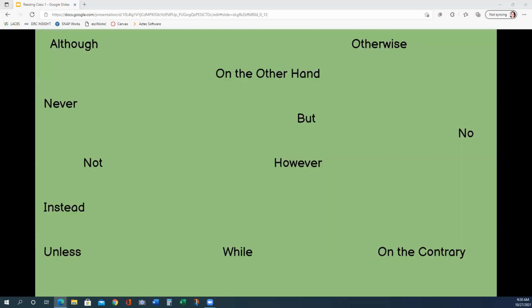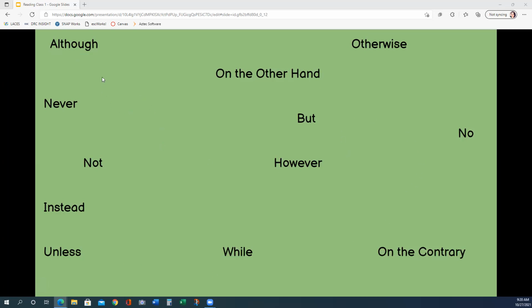But what if an author doesn't give us punctuation? What might they do to give us clues? They might use opposites. How do they give us opposites? They do this by using words such as never, not, unless, or on the contrary, otherwise, things like this. If you see some of these words, this is an opposite indicator.